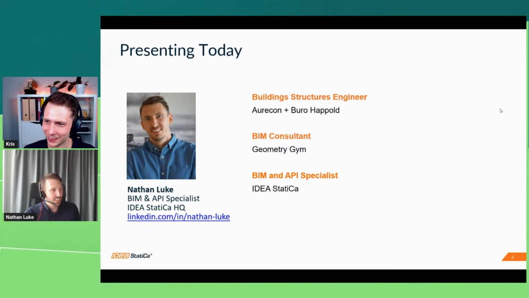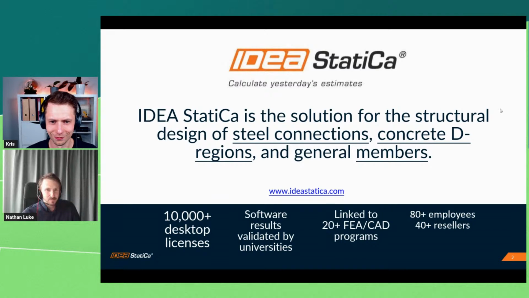So a little bit about myself, where I came from. I'm a trained structural engineer. I worked as a structural engineer for about 8 years in Melbourne and also in London with Bureau Happold. I was working at Geometry Gym. A lot of you who know Grasshopper probably know Geometry Gym, and I was lucky enough to work with him for 3 years. Now I've been working with IDEA StatiCa for just over 2 years as a BIM and API specialist, and I also work in the product development team. Hence why I'm in the Czech Republic at the moment.